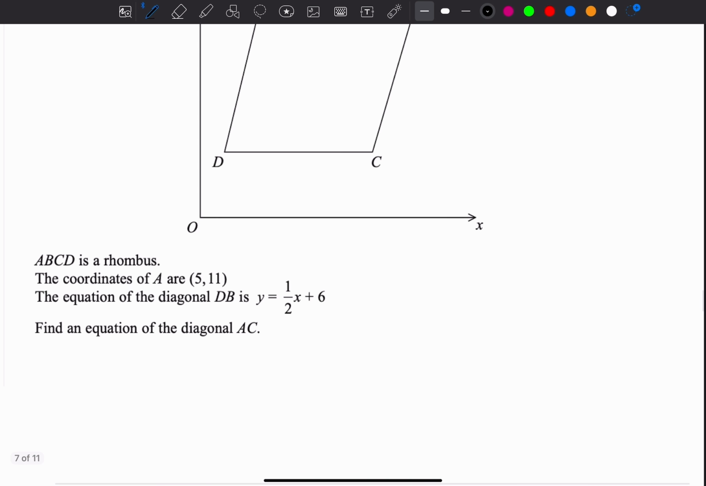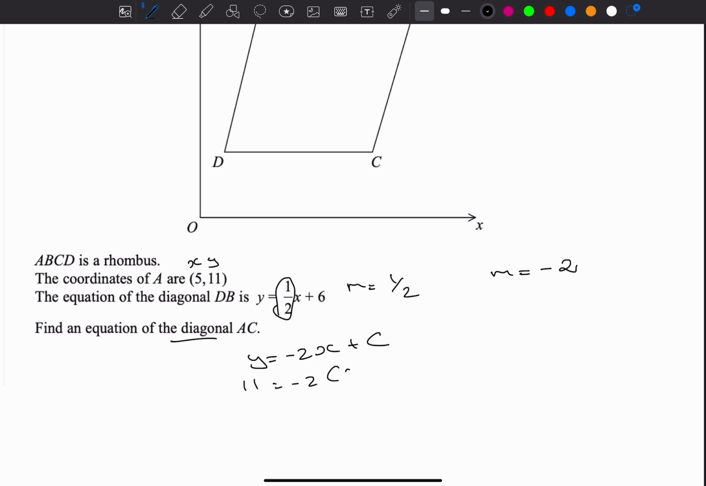Next one, find the equation of the diagonal. Because if it's diagonal, remember it is going to go perpendicular to it. So basically when they say the equation of a perpendicular line, what is the gradient of this? It is half. You want a perpendicular line which is minus 2 because you switch it over. So for the time being y equals minus 2x plus c, y is 11, minus 2 bracket 5 plus c, 11 equals minus 10 plus c, c is add 10, 21. So y equals how many?